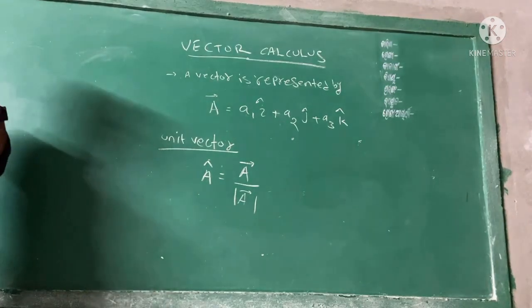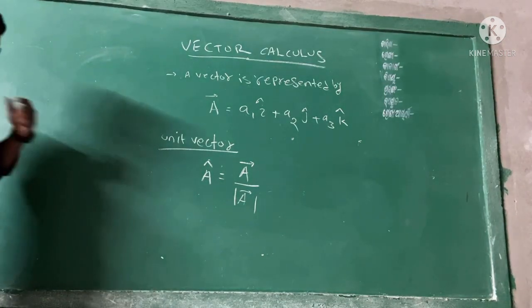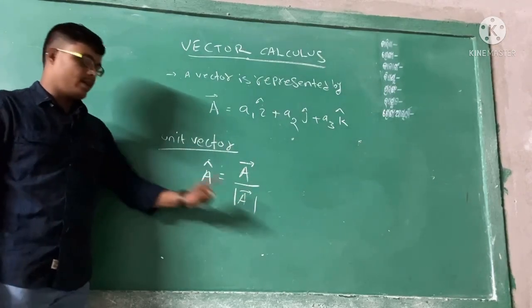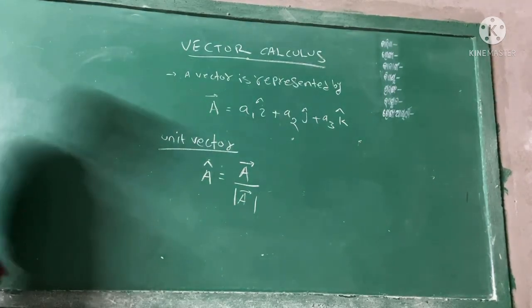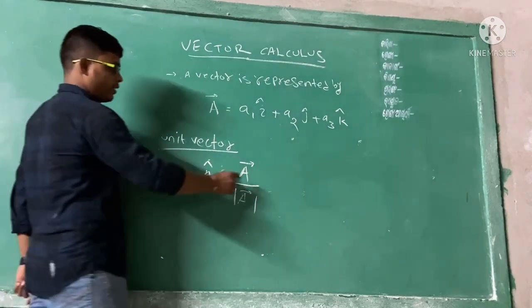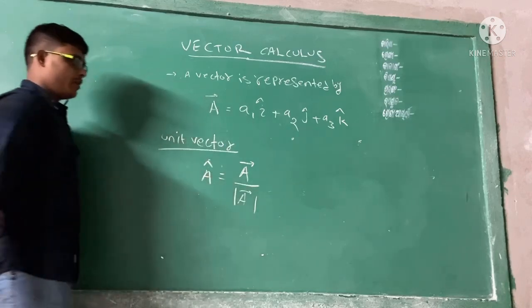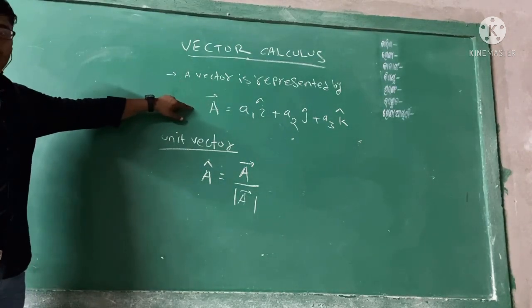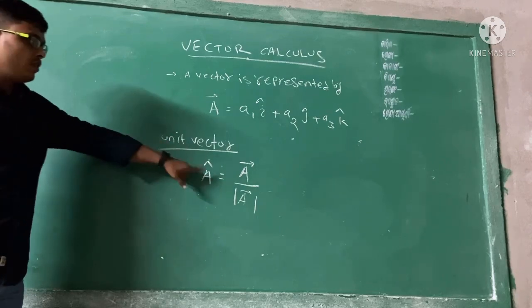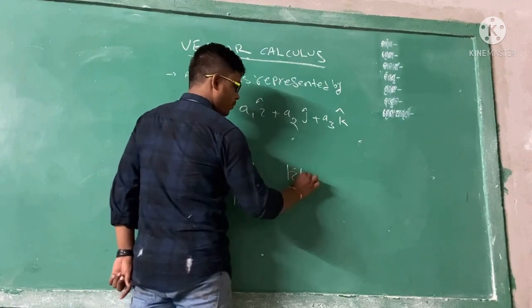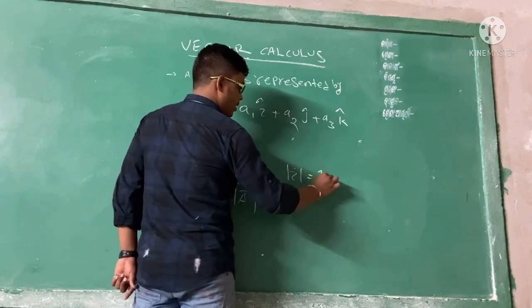So we have a vector, and the unit vector formula is a cap, because the unit vector is denoted by a cap. Cap is the difference. So a cap is equal to a vector divided by the vector's magnitude. So a cap is the unit vector of a vector, that is, a vector divided by its magnitude. So you know how to find the magnitude: square root of a1 square plus a2 square plus a3 square. Then write the a vector divided by its magnitude. This will give you the unit vector.